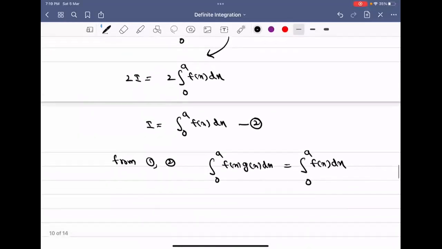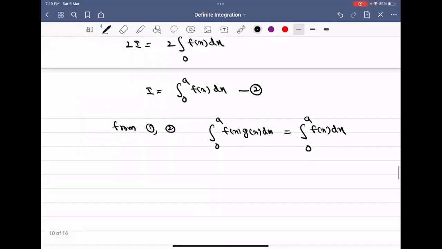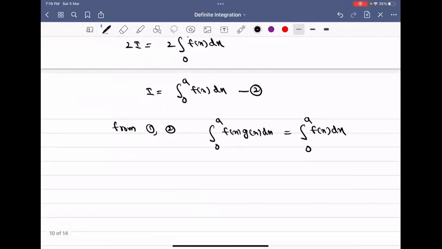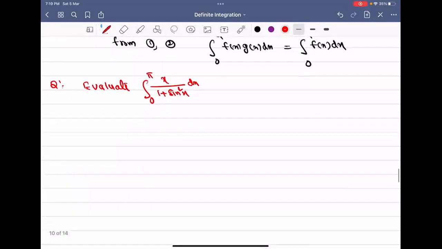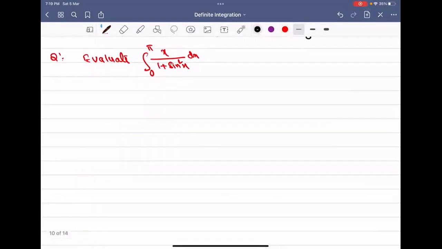So this is the solution. Next question is, evaluate integration of 0 to pi x over 1 plus sine square x dx. So this is the question. So solution. Let I be equal to integration of 0 to pi x over 1 plus sine square x dx.